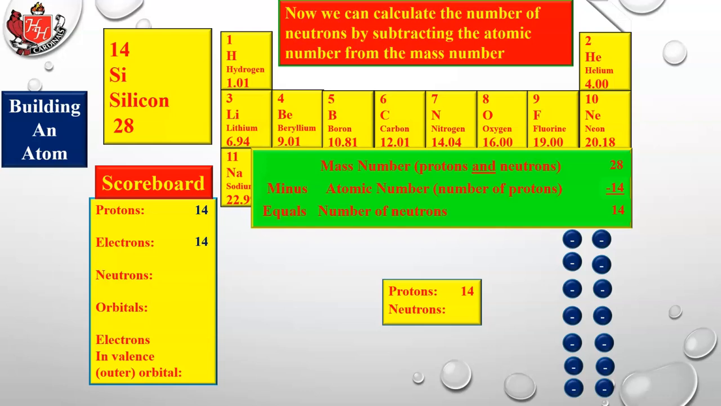Okay? It happens in silicon's case, it's the same number of protons and neutrons, but that's not always true for all elements. So we're now going to go ahead and place the 14 over here in our scoreboard, and we're also going to place it in our nucleus for our diagram. So 14 and 14.